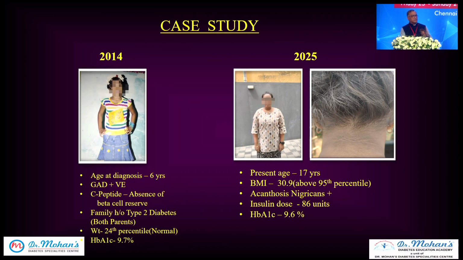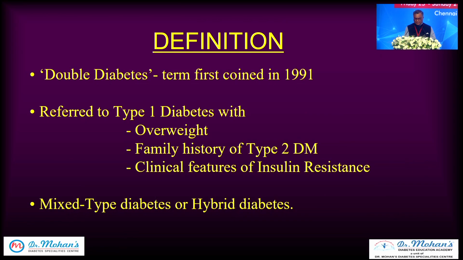Often we come across this clinical picture in type 1 diabetic children or individuals in our setup. So here a type 1 diabetic child has developed features of type 2 diabetes, that is obesity and insulin resistance, over a period of time. So with this information, let's try to understand what double diabetes exactly is.